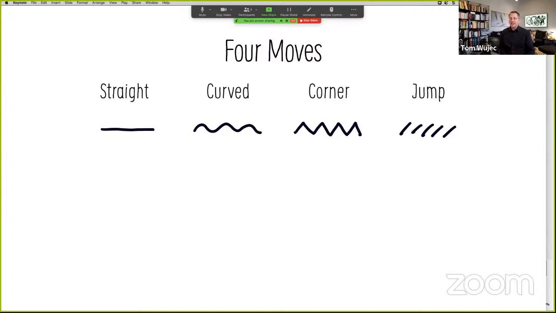So make a bunch of jag lines, and then jump. Jump is about taking your pen off the paper, and then making small, medium, large little lines. And they can be curved lines. So these four simple movements are all you need to be able to draw.